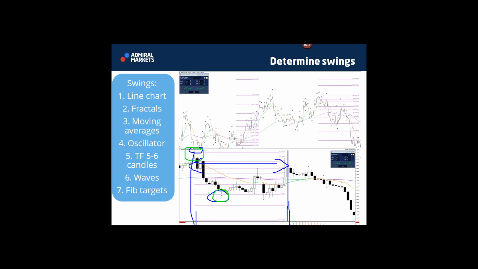So you know that the swing high, swing low is over when the oscillator gets back to the zero line. And in that case, you know that this was the swing high, swing low, and you can put the fib on that swing high, swing low.